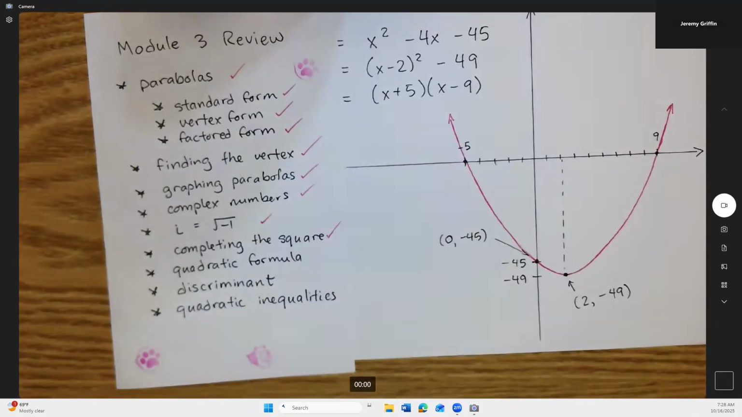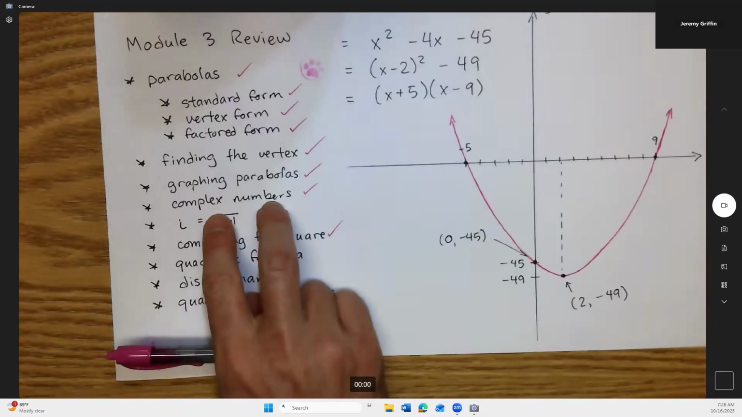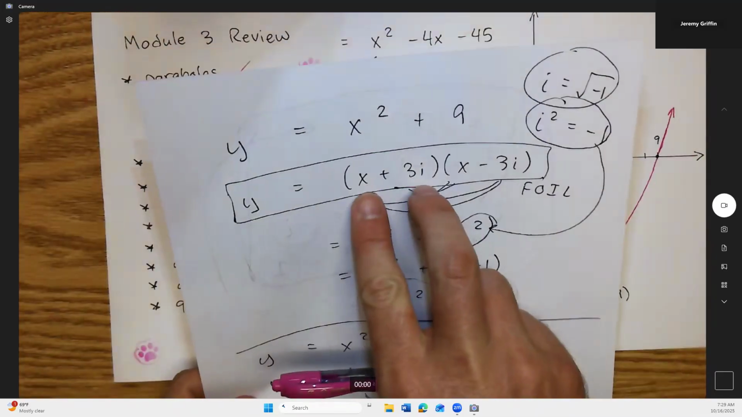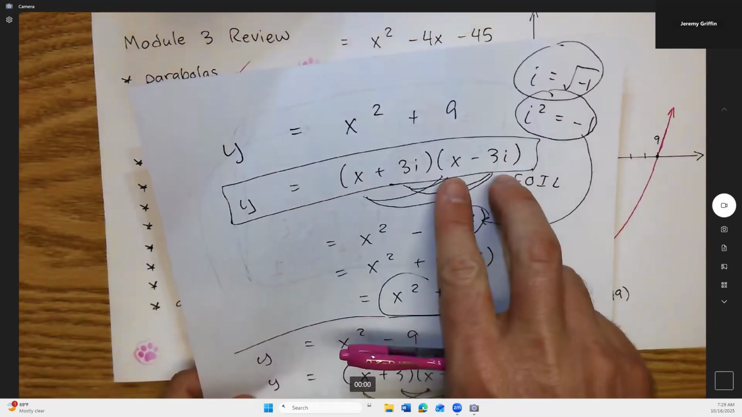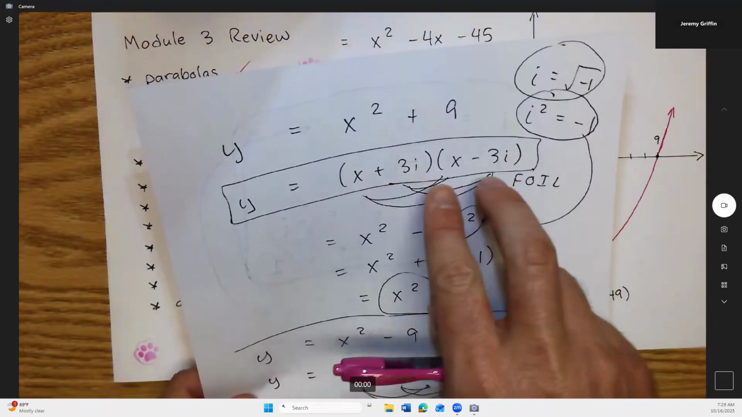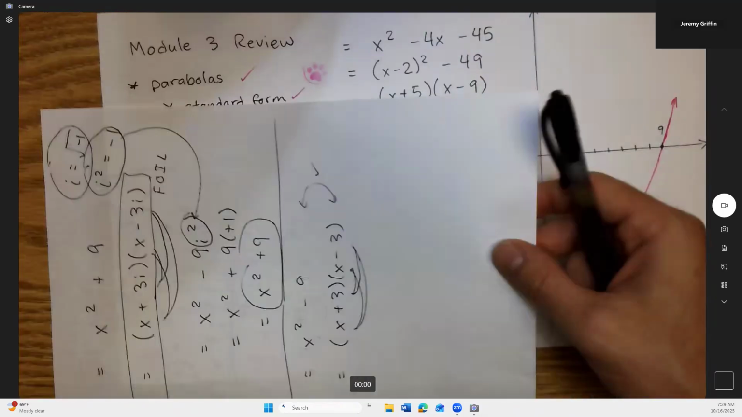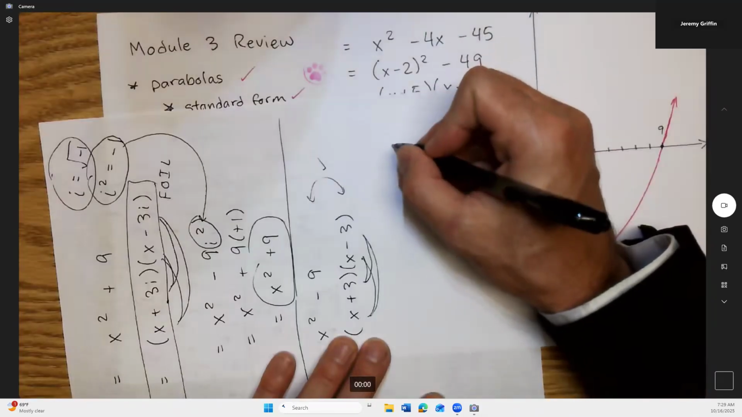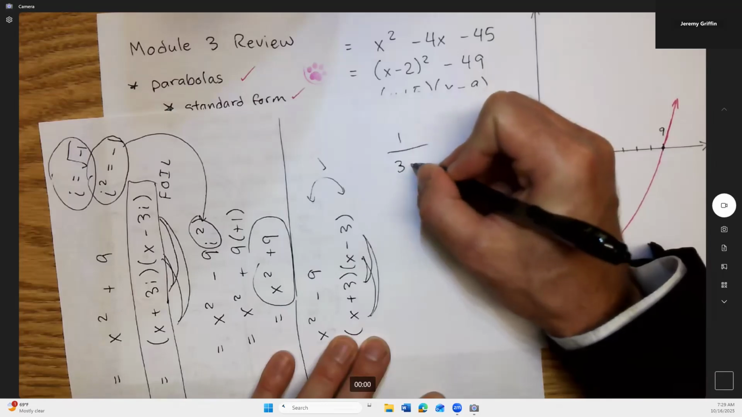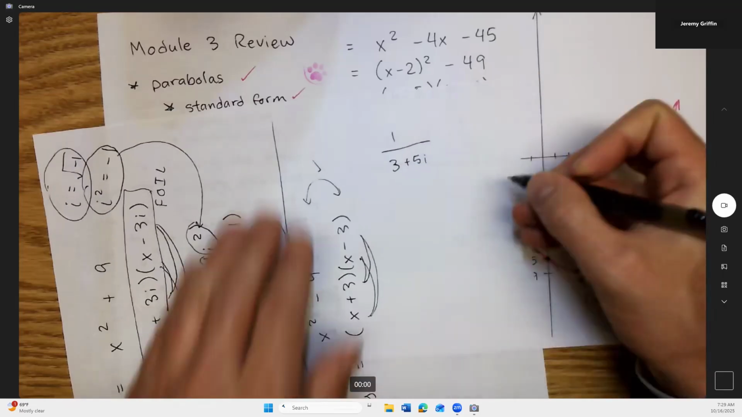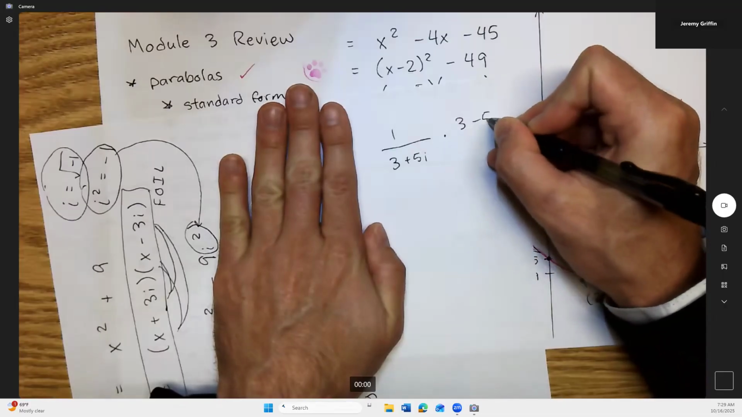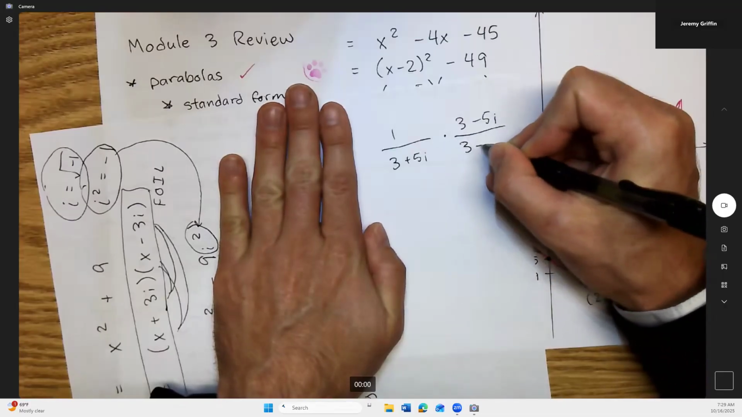Last thing I should say about complex numbers is complex conjugates, like x plus 3i and x minus 3i can be complex conjugates. If this showed up in the denominator, you can multiply both top and bottom. I'll do it real fast, although this is not going to show up on the quiz. If you had something like 1 over 3 plus 5i, and you wanted to simplify this so that i is not in the denominator, you can multiply top and bottom by 3 minus 5i.